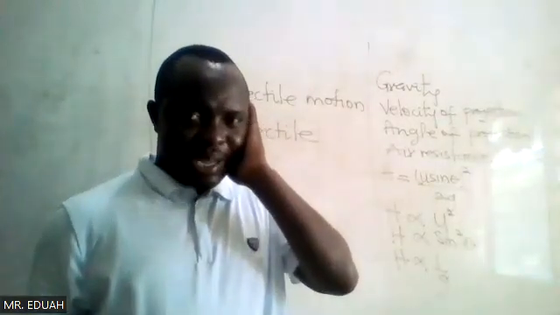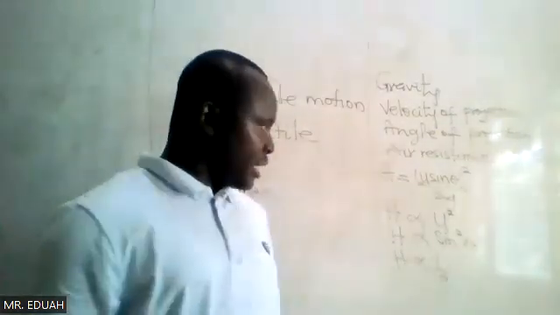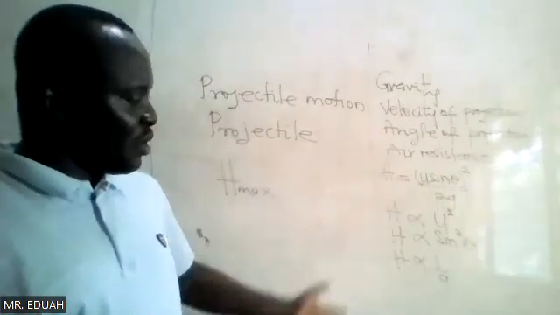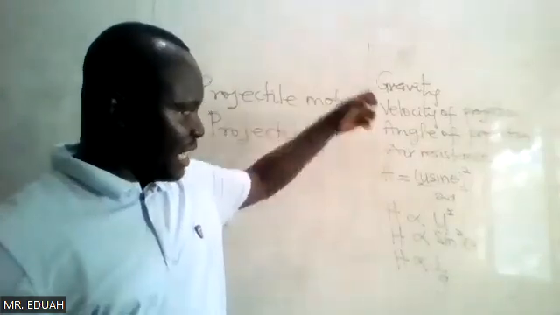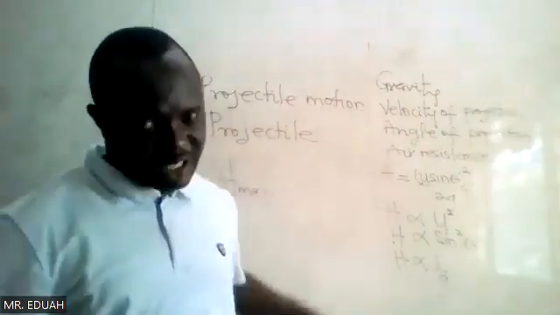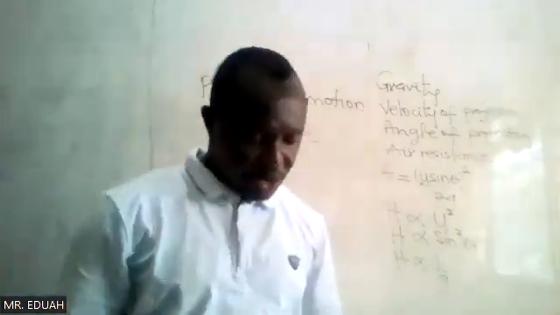So the obvious effects will be velocity of projection, angle of projection, and air resistance. As for gravity, it is constant.